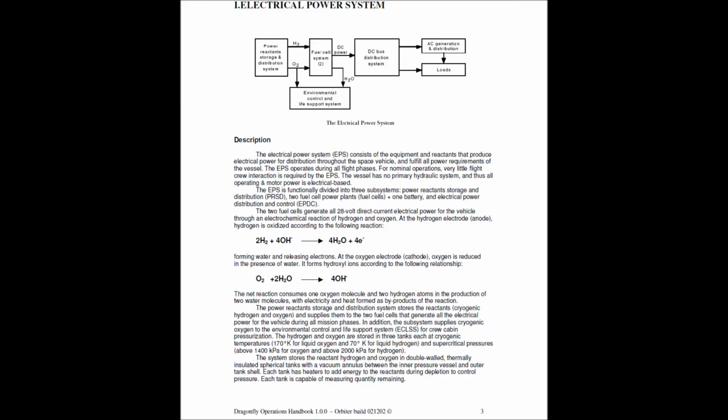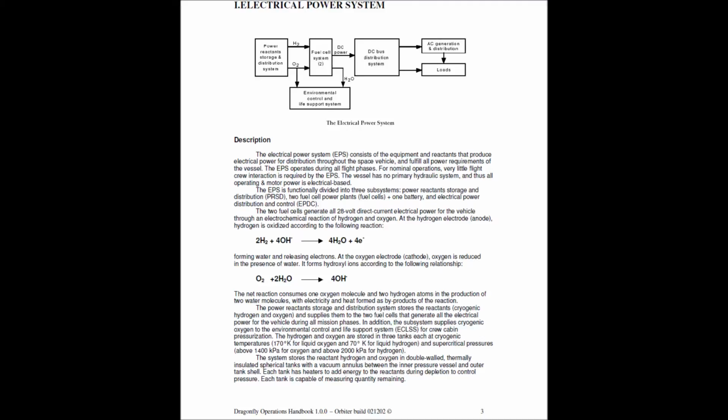So, Section 1, Electrical Power System. The electrical power system consists of the equipment and reactants that produce electrical power for distribution throughout the space vehicle, and fulfill all power requirements for the vessel. The EPS operates during all flight phases. For nominal operations, very little flight crew interaction is required by the EPS. The vessel has no primary hydraulic system, and thus all operating and motor power is electrical based.